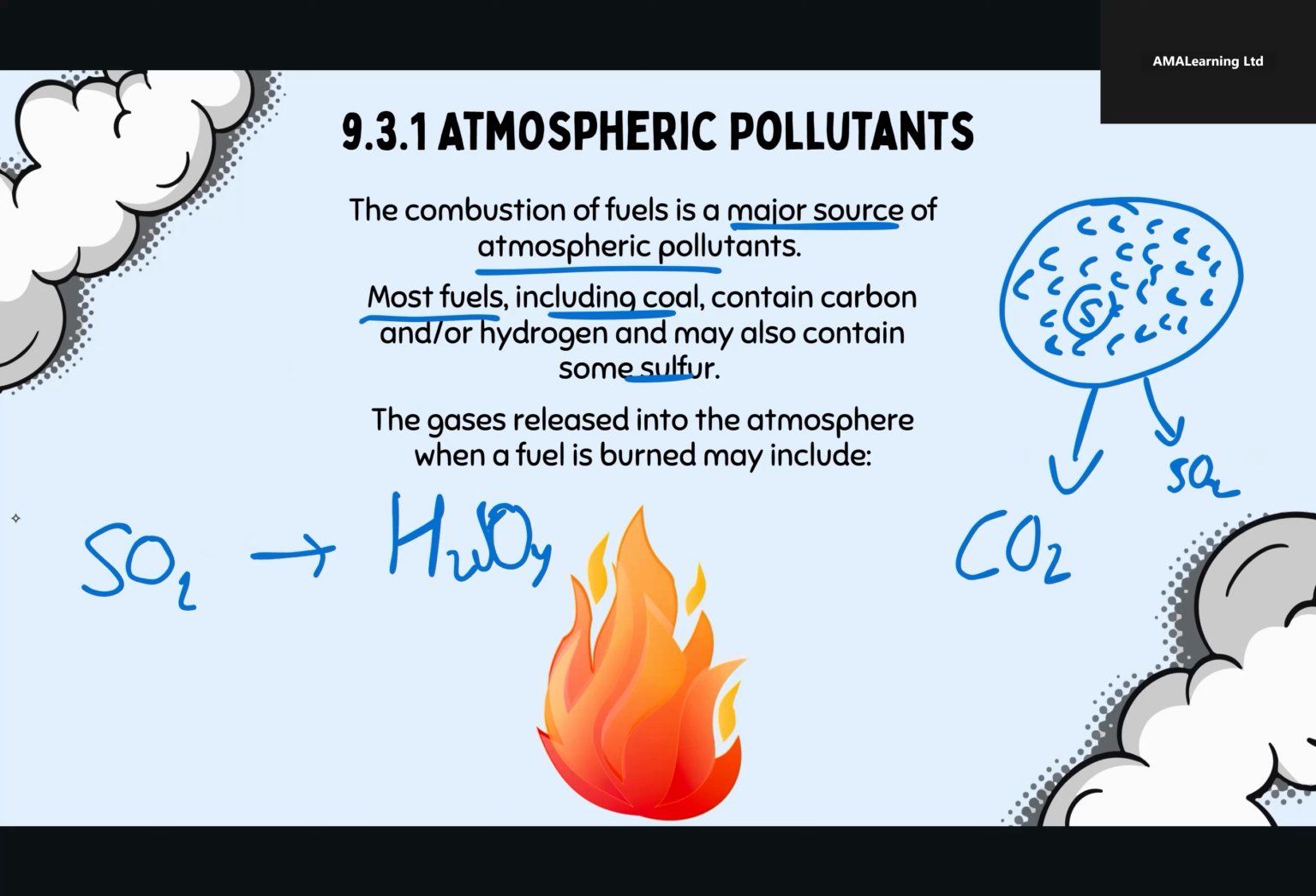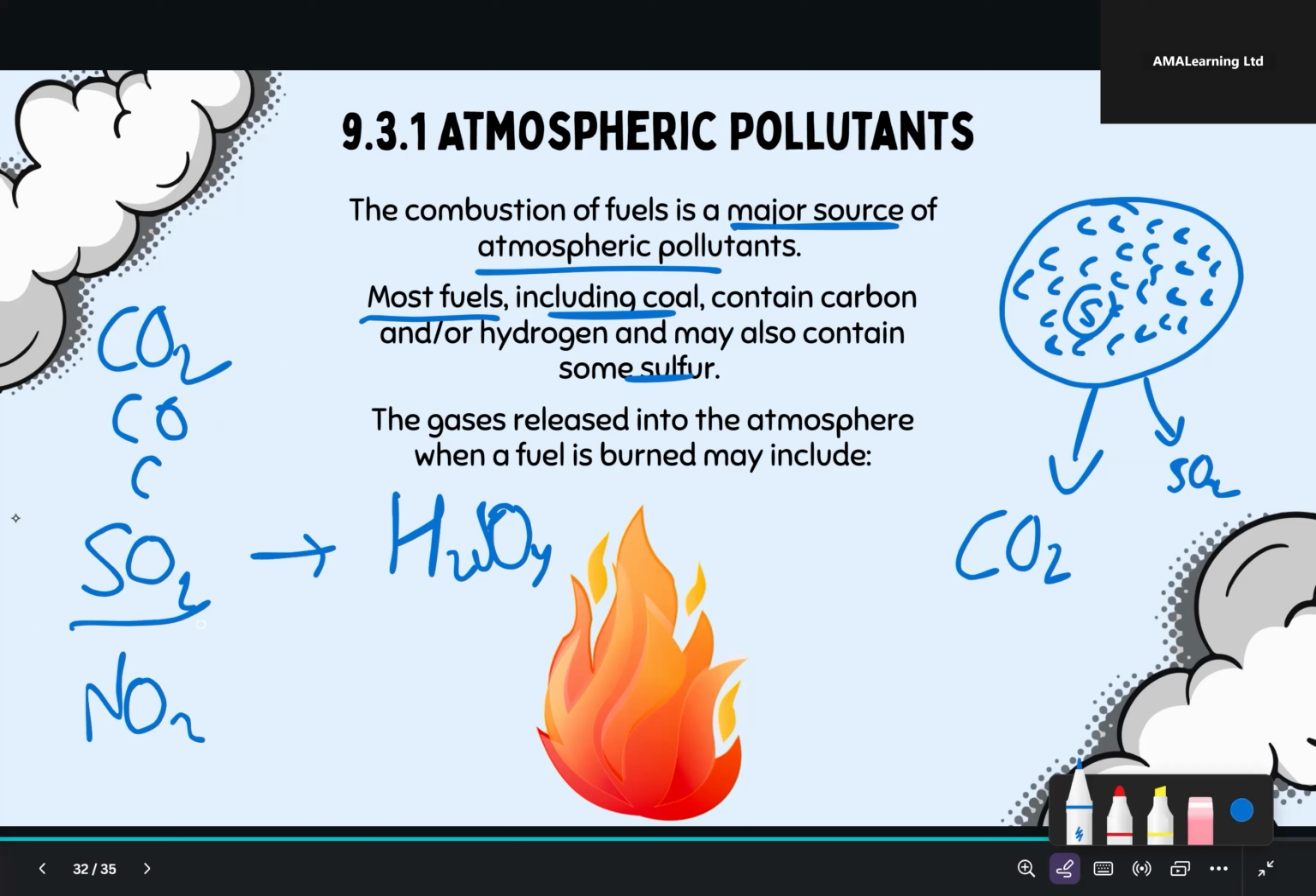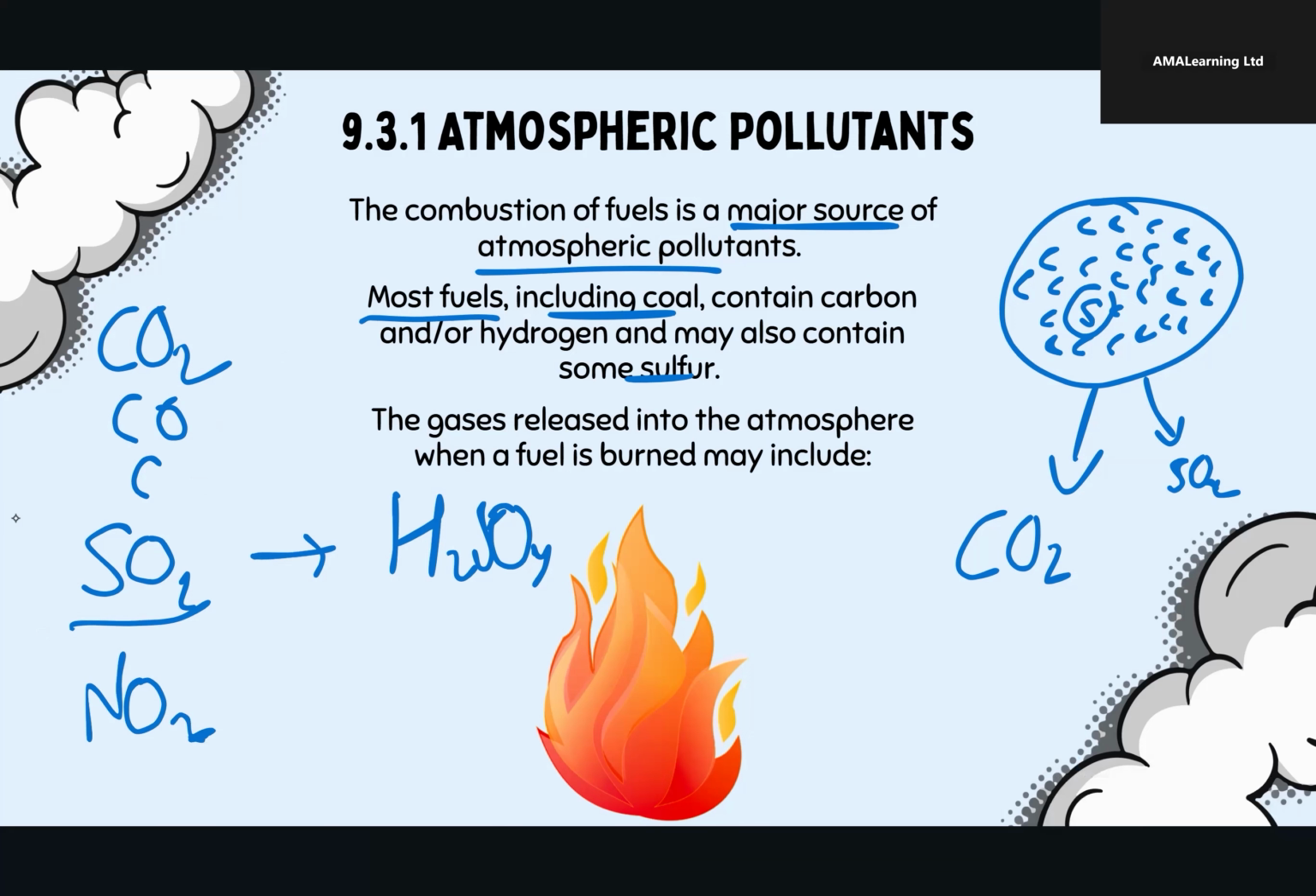So the gases released into the atmosphere when we burn a fuel could include carbon dioxide, which leads to global warming; carbon monoxide, which irreversibly binds to our red blood cells and stops them from carrying oxygen, so it's toxic; and carbon, which is soot, which can cause global dimming and respiratory issues. Sulfur dioxide, you can also release nitrogen dioxide, which causes respiratory issues as well, and also causes acid rain.